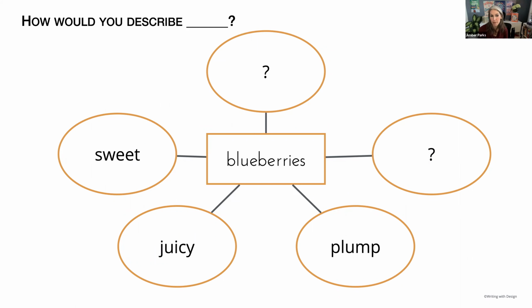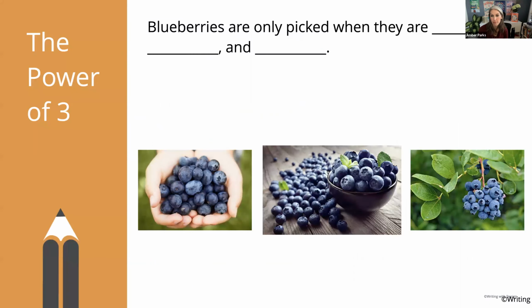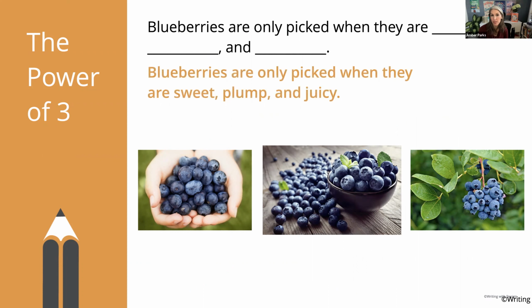We can describe them in other ways as well. And so from here is one more example. Blueberries are only picked when they are sweet, plump, and juicy.